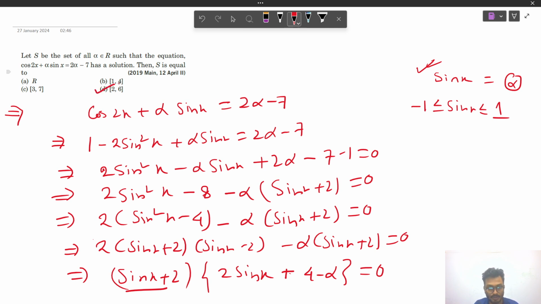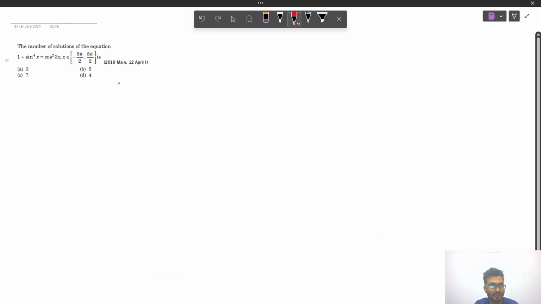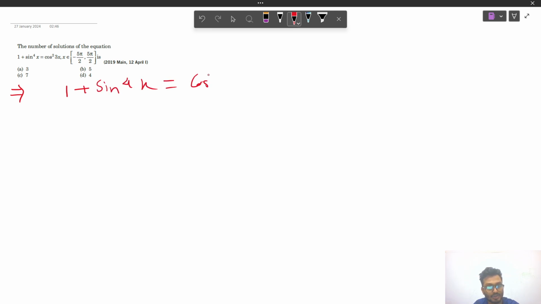Now let's look at the second question. So this is our second question. We have to find the number of solutions of this equation. What is given? 1 plus sine to the power 4x equals cos cube 3x.